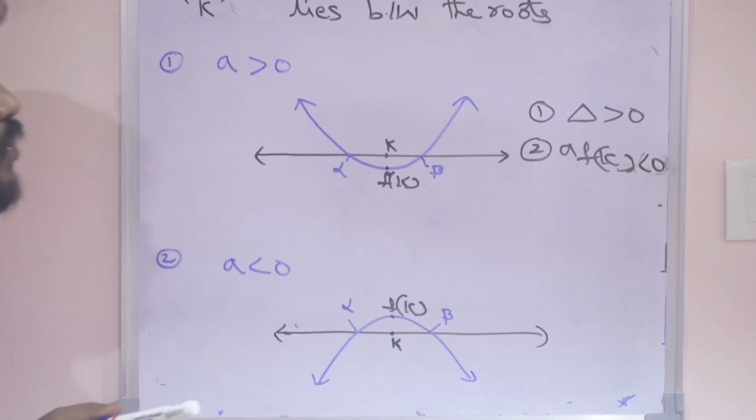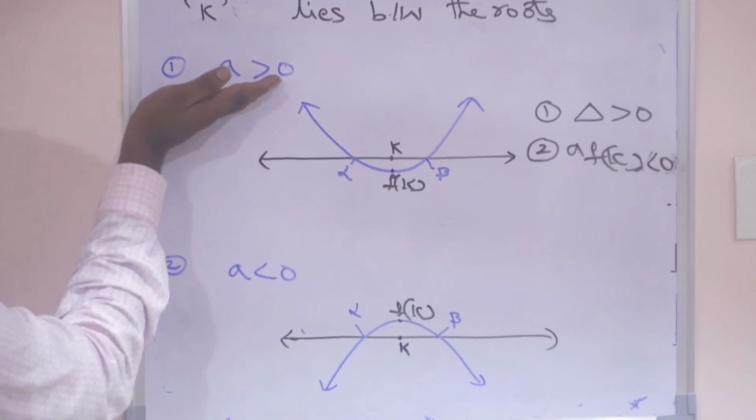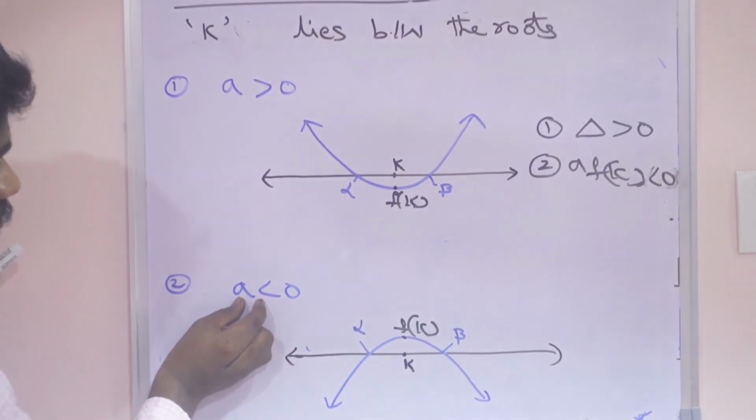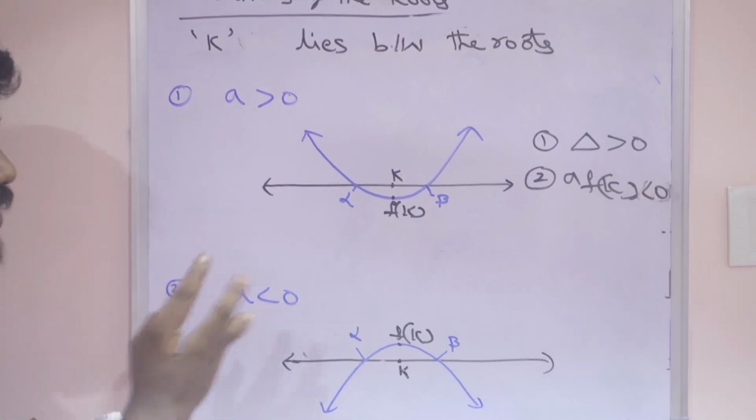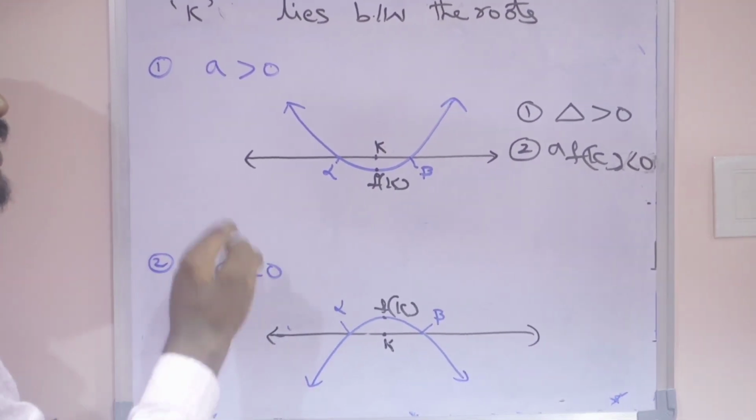Less than 0. Because a is positive here, f of k is negative. Here a is negative, f of k is positive. And the third one is the comparison between minus b by 2a and k.